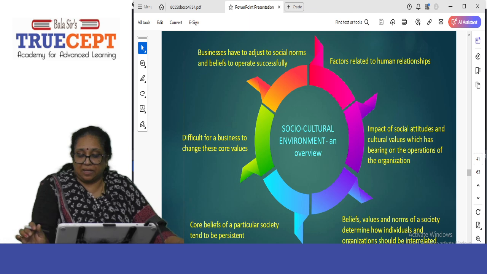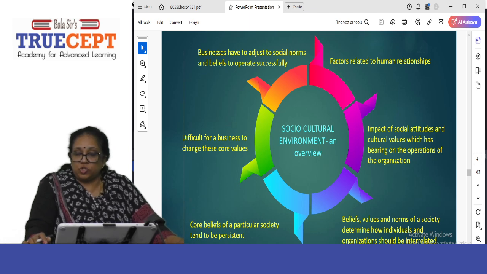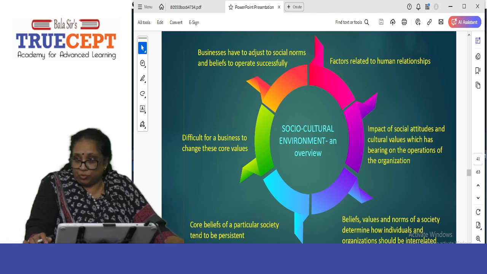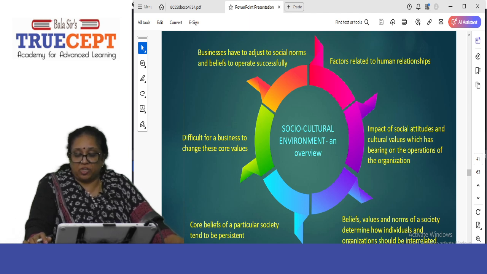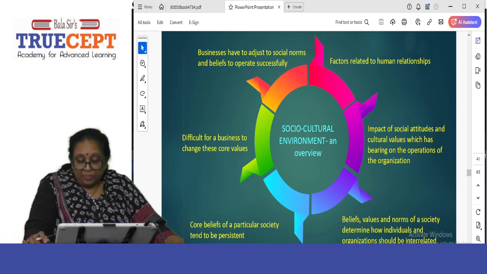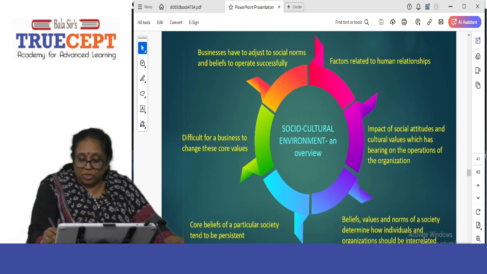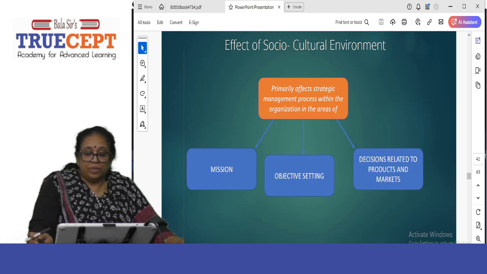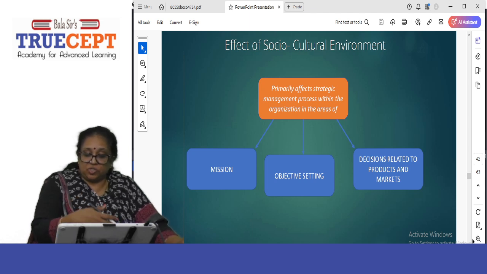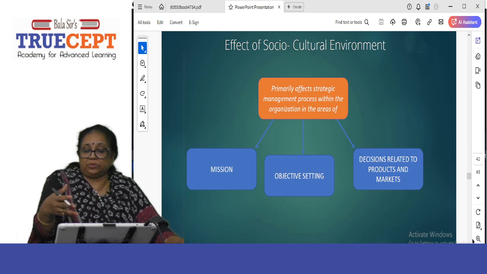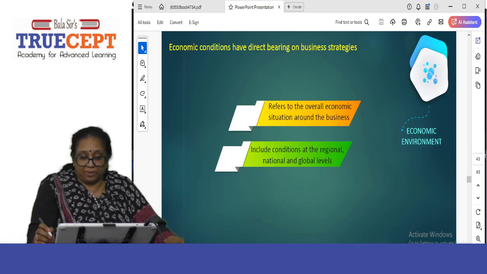You can take the second point: the impact of social attitudes and cultural values, which has a bearing on the operations of the organization. That is all you have to cover, that is your socio-cultural environment overview. See, when you set your mission and objectives, you have to touch upon this socio-cultural environment.